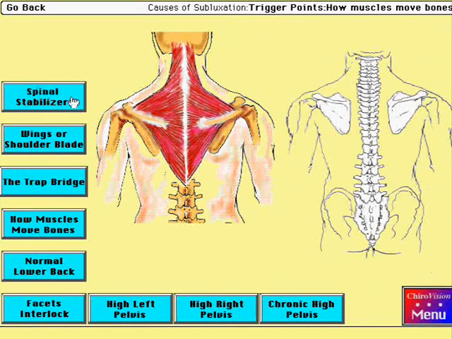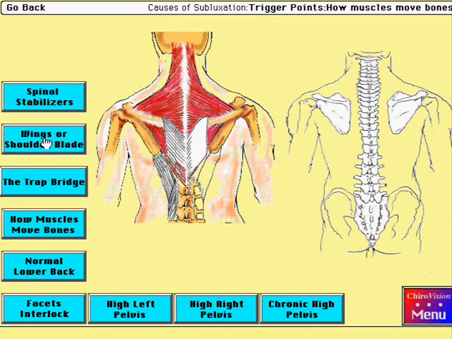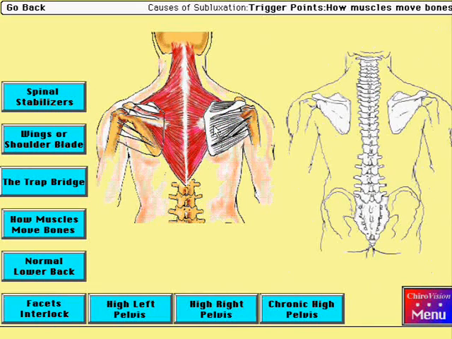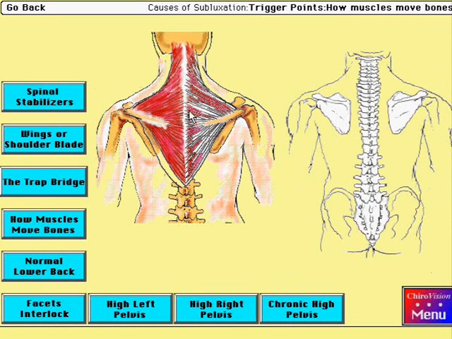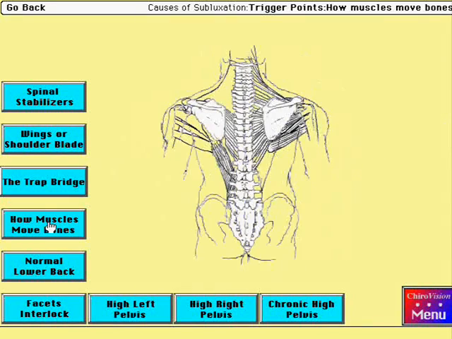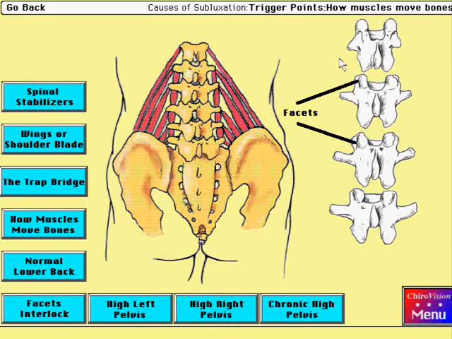Next, we're going to look at how muscles move bones. When there's irritation, the muscles will respond by tightening up and compensating. The muscles tightening will shift the spine from side to side. If you have an imbalance over a long period of time, you can have your shoulders and your hips shift as the body compensates. The body is such a powerful compensating mechanism.